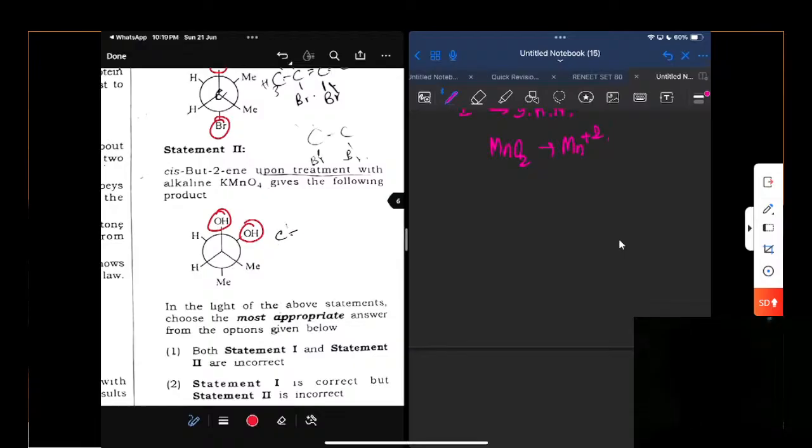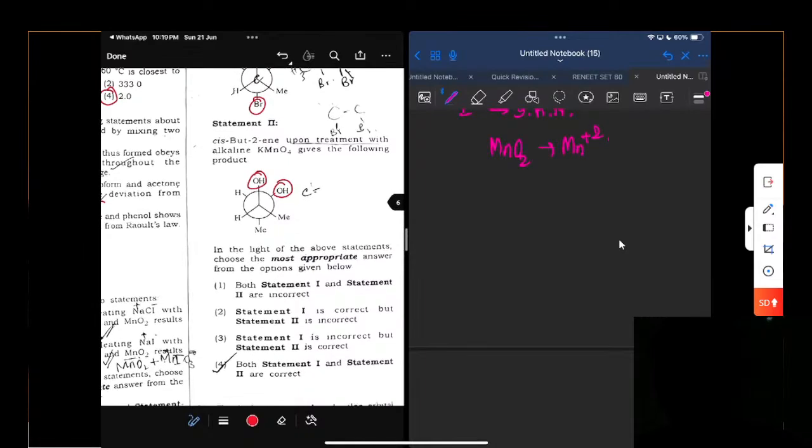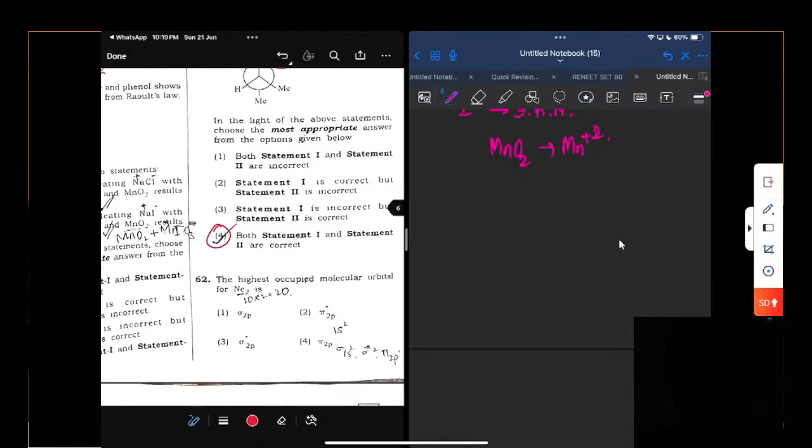Which option is correct? Both statement 1 and statement 2 are correct. Option 4 is correct. Now let's go to question number 62.